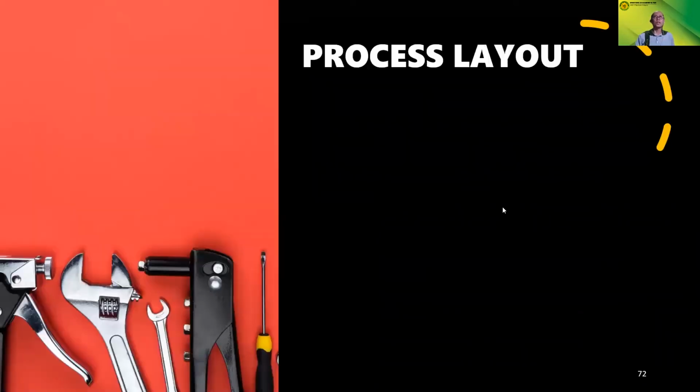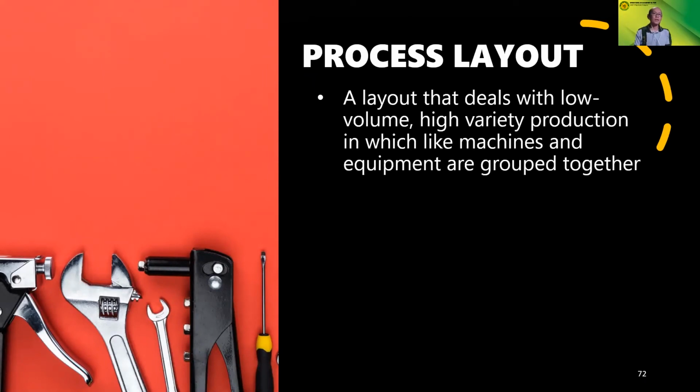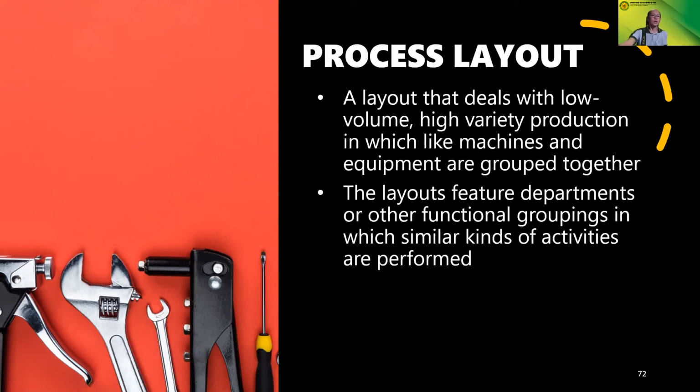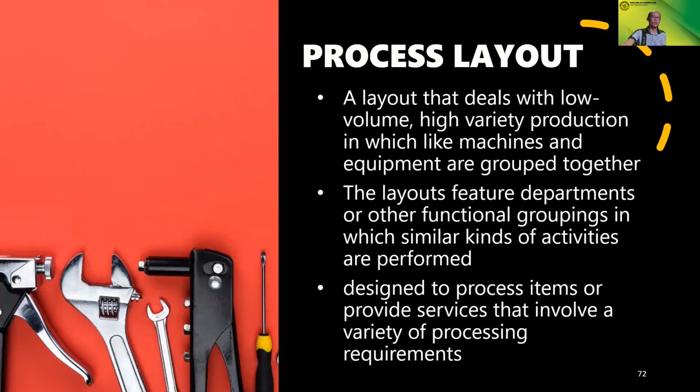Okay, so let us proceed to the next type of layout, process layout. Process layout is a layout that deals with low volume, high variety production in which like machines and equipment are grouped together. The layouts feature departments or other functional groupings in which similar kinds of activities are performed. A manufacturing example of a process layout is the machine shop, which has separate departments for milling, grinding, drilling, and so on. Items that require those operations are frequently moved in lots or batches to the departments in a sequence that varies from job to job.